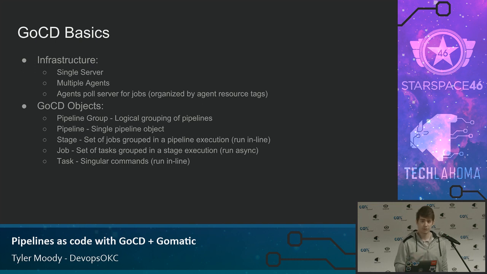Jobs can be run asynchronously, so those can be picked up by multiple agents. And then stages will have multiple jobs. So it's a lot that's going on, but I'll go through. We're actually going to eventually potentially do a live demo where I'll step through and explain each of those pieces again. I know it's a lot when I'm just talking about it.